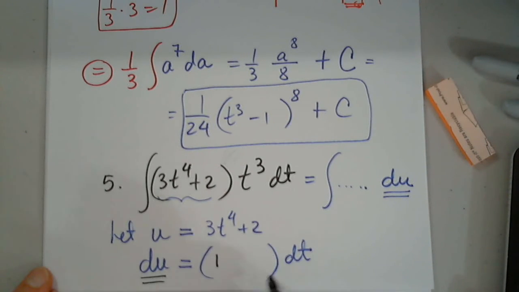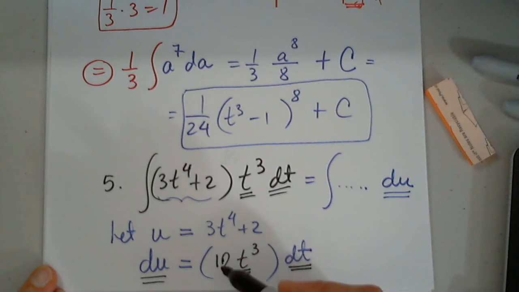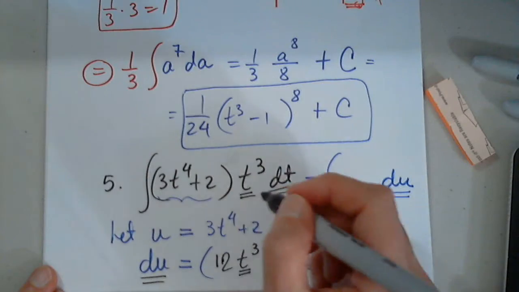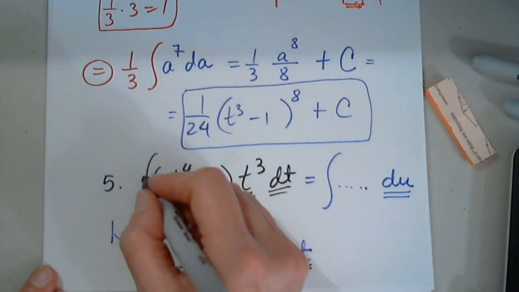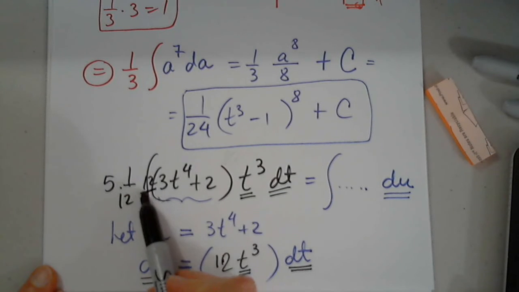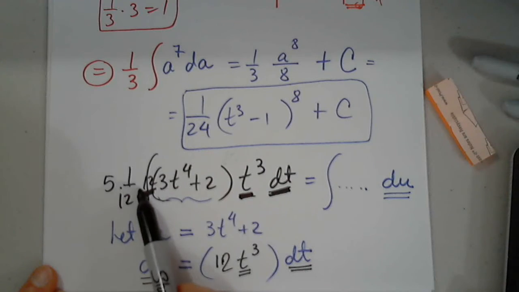I need du. 12t to the third power. Good. Look what I have here. I have t to the third. Awesome. I have dt. Awesome. But I'm missing a number. That's not a big deal. I will multiply by 12. I don't know where to put it. Multiply by 12 and divide by 12. So now I have everything. I have 12, I have t cubed, I have dt. These three make up the du.